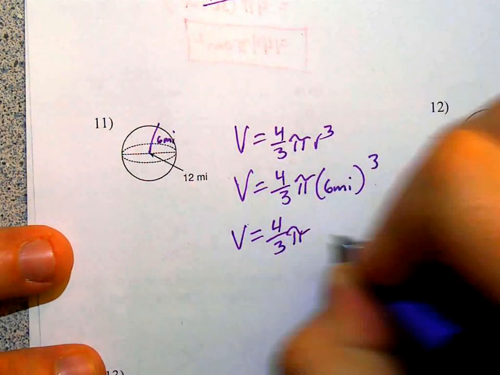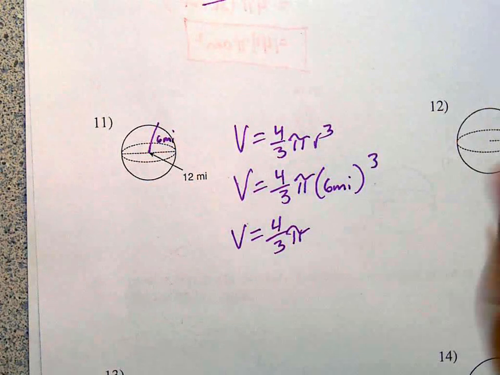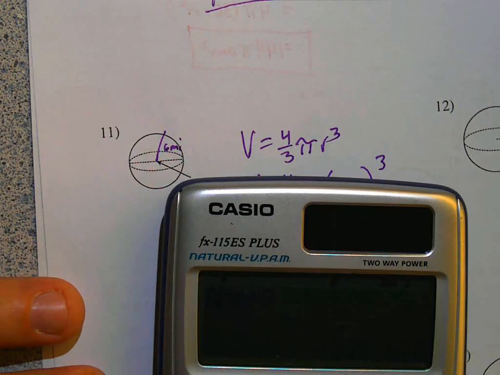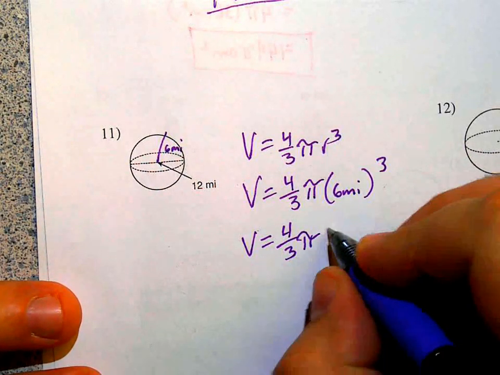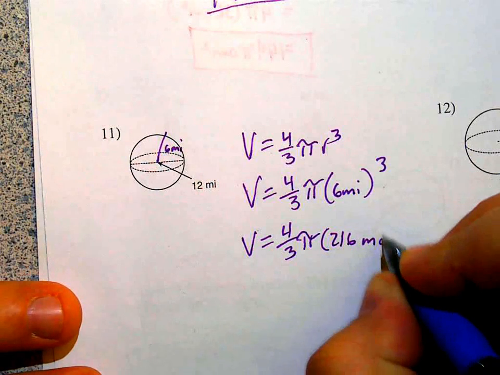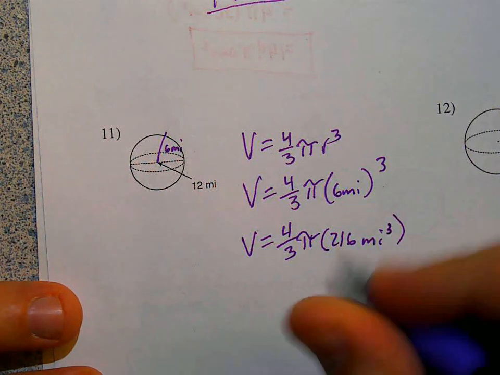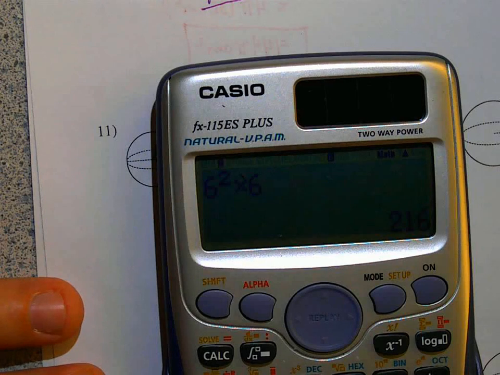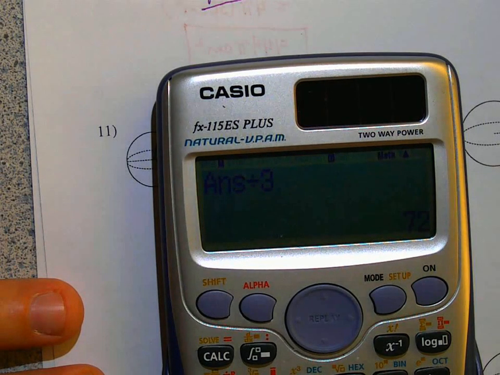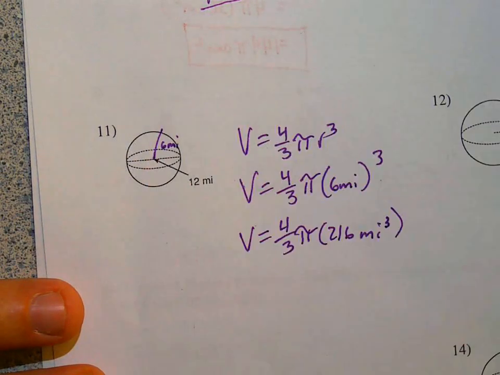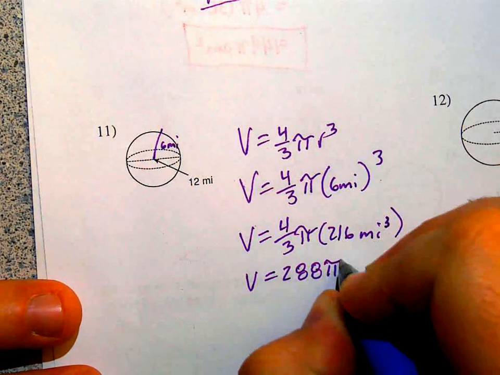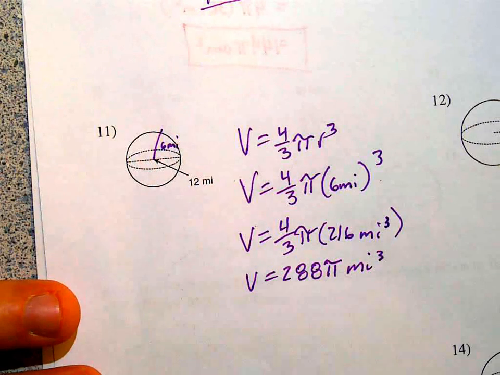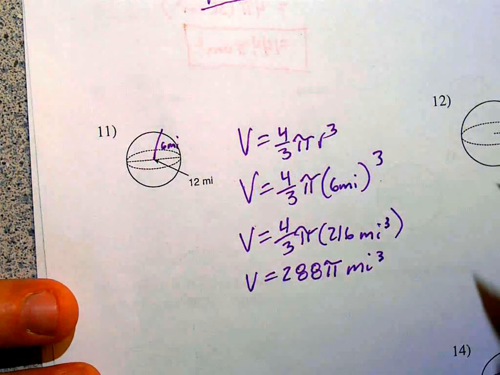V equals 4/3 pi times, let's see, 6 times 6 times 6 is 126. 216. What am I thinking? Those numbers backwards. So 216 miles cubed. And so multiply that by 4 and divide by 3. Divide by 3, 72 times 4, 288 pi cubic miles.